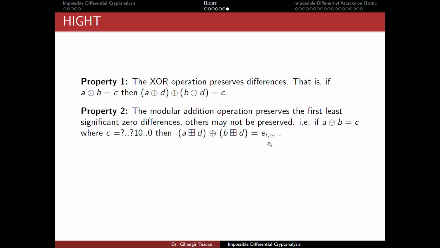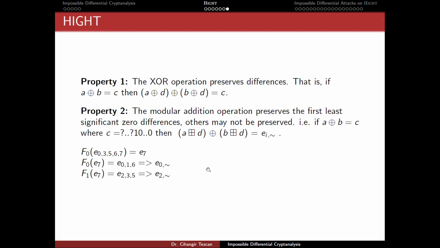So this is why we invented this notation. Actually, the designers of the first attacks used this notation. So this means e_i tilde: there are i minus 1 zeros, the ith bit has 1 as a difference, and the other ones can be anything. This way we can see how the differences in terms of XOR are propagated after the modular addition operation.